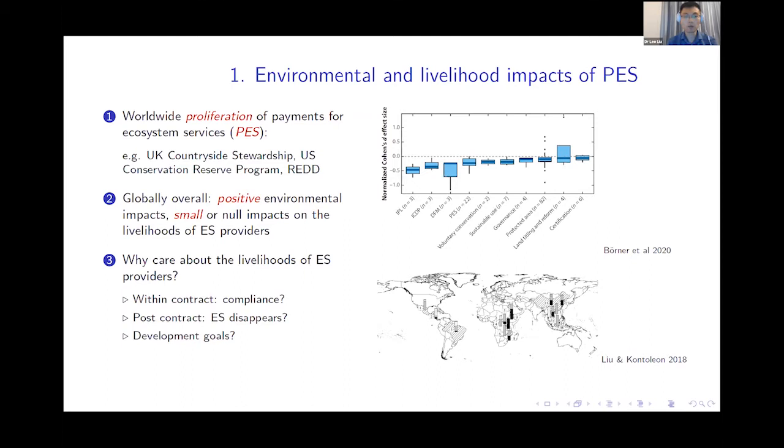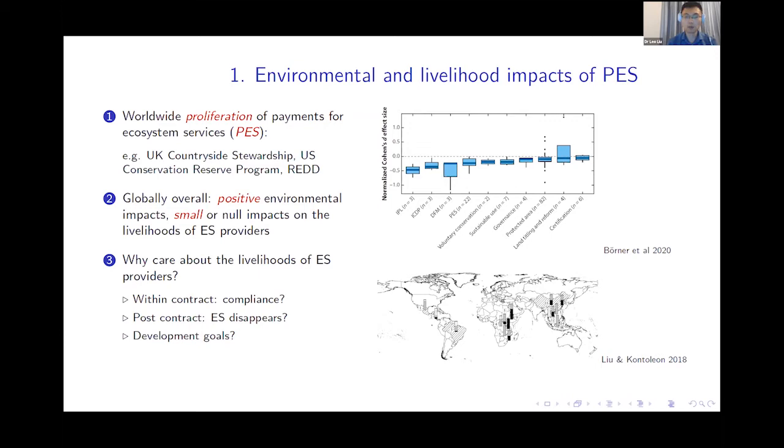And also, it's quite important when the contracts expire, or in the post-contract period. So we know that during the contract period, with the payments in place, providers of ecosystem services are only marginally better off or even worse off. So what if those payments disappear? Would these people revert back to their business as usual scenario, in which case the environmental services would disappear? And if so, should we just keep paying them forever?